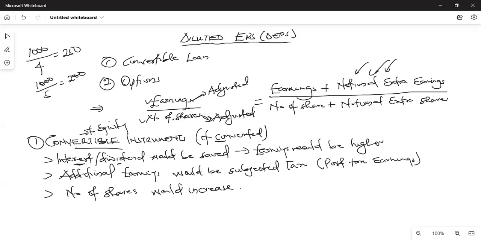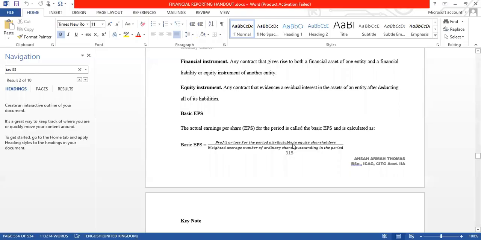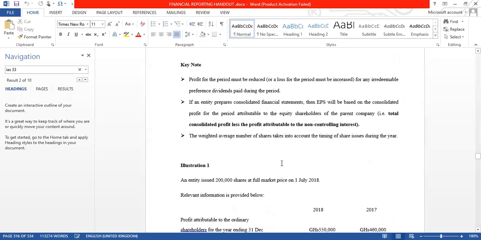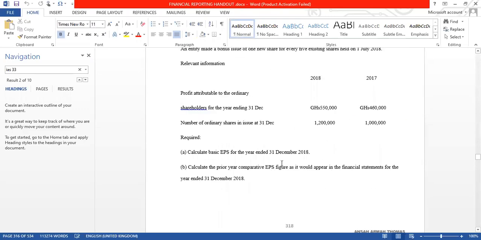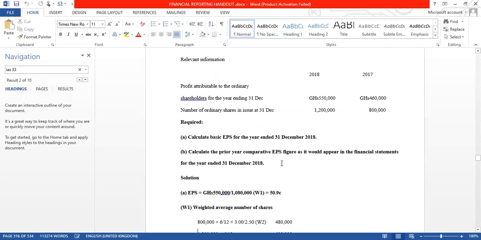Okay, so we will look at the figures and try to solve examples as such. So it's as simple as this. Adjust your earnings with the notional post-tax earnings, okay? Then go ahead to add the new number of shares that have been issued. Then you are good to go. You just fix it in and you are good to go. So what we're going to do now is to take some examples and deal with them. We've dealt with all these aspects of our basic earnings per share. So quickly, we need to move on to dilution.